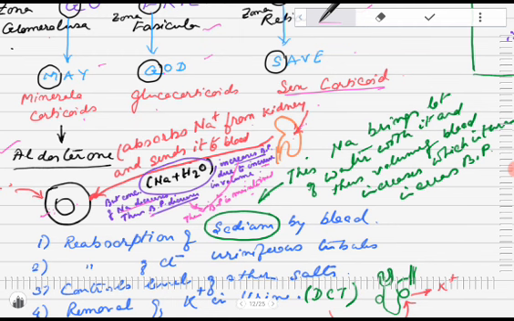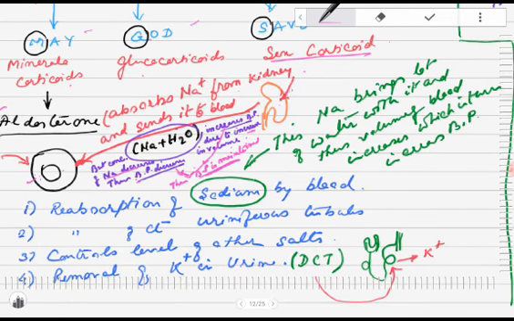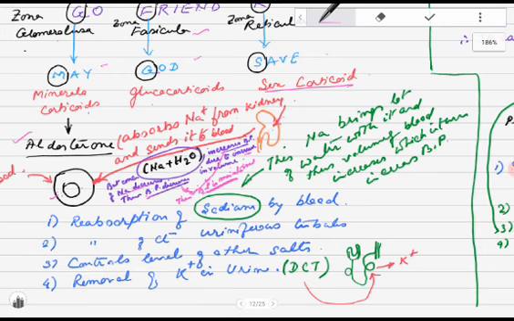But what happens? This increase in water decreases the concentration of sodium in the blood, and thus BP falls a bit, becomes normal, and thus BP is maintained. So its function is reabsorption of sodium by the blood, and reabsorption of the calcium ion by uriniferous tubules, and it controls the level of other salts.